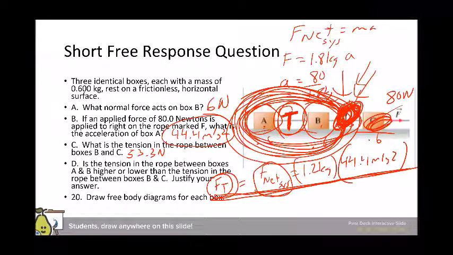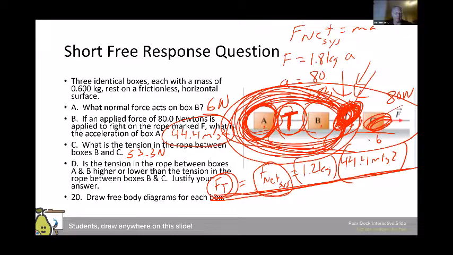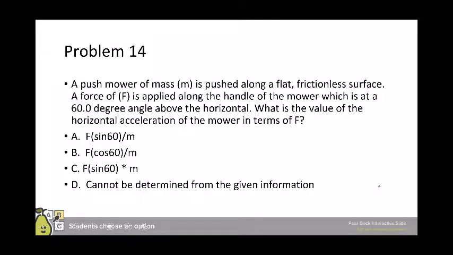Lower. It's got to be lower because it's acting on less mass. And we know the acceleration of all these things is the same. So for the acceleration to be the same, this tension has to be less than that tension. Okay, that makes sense. Good.